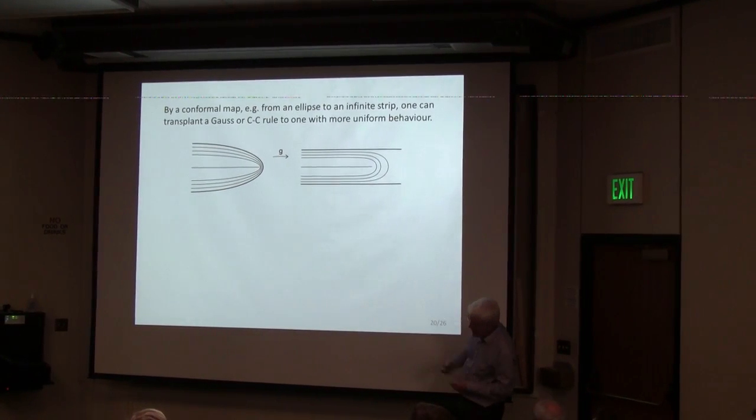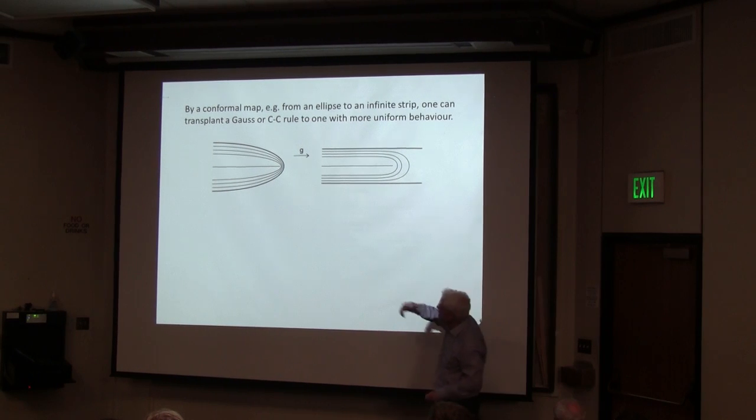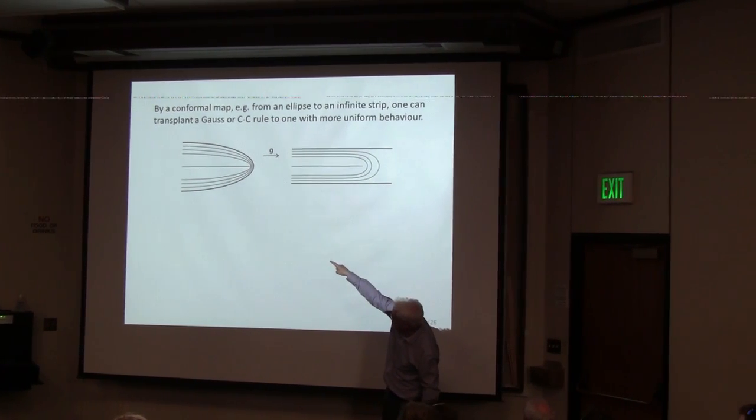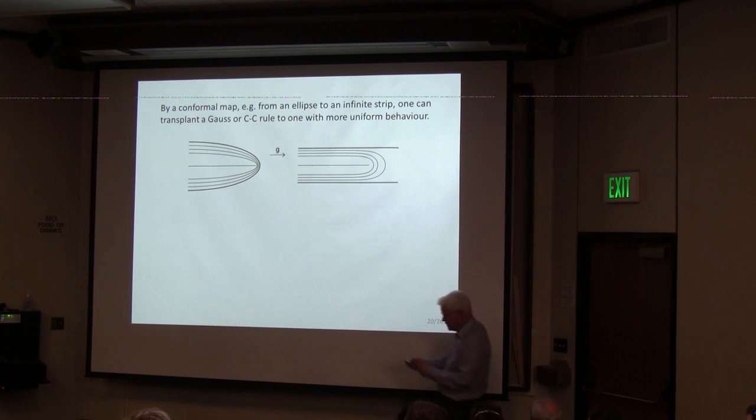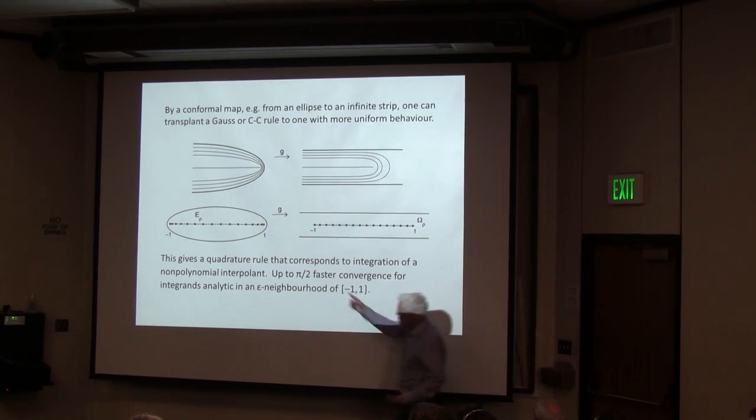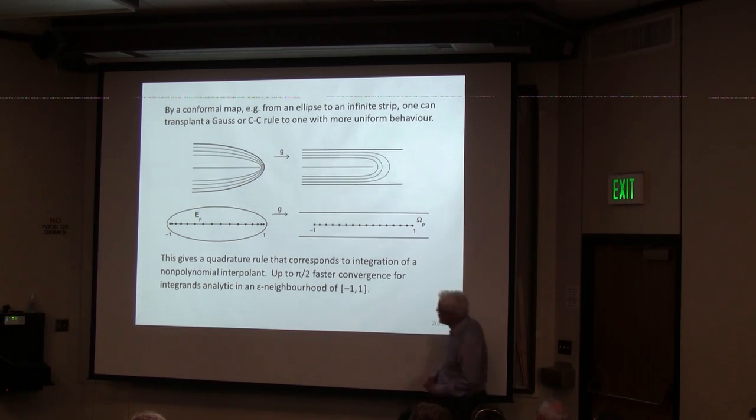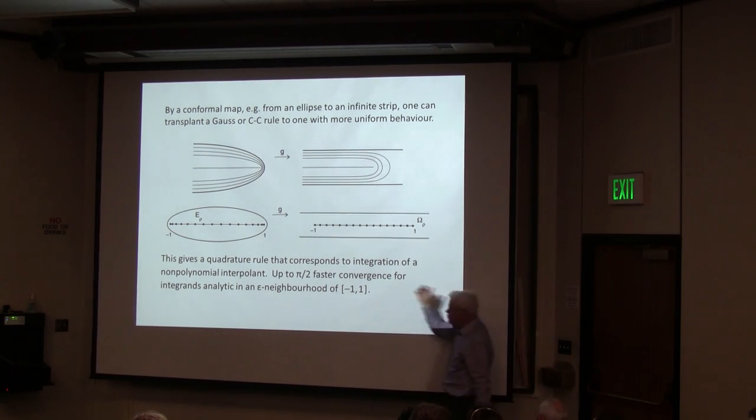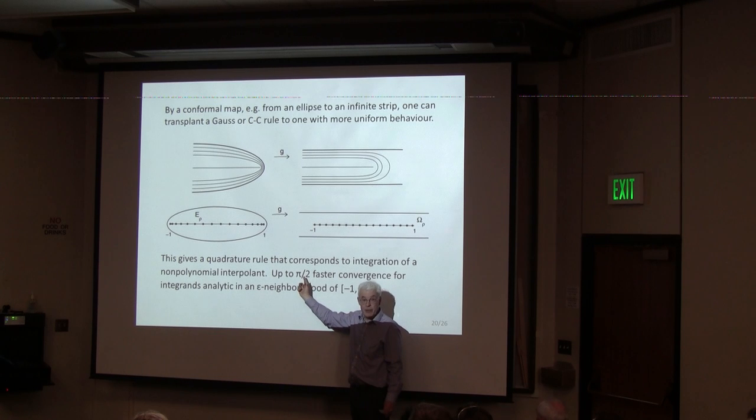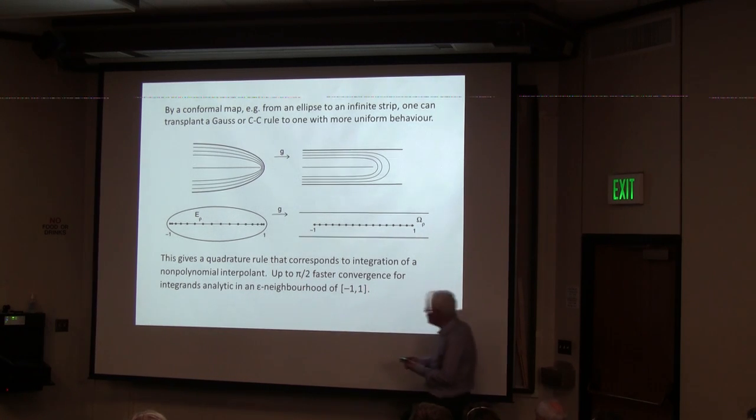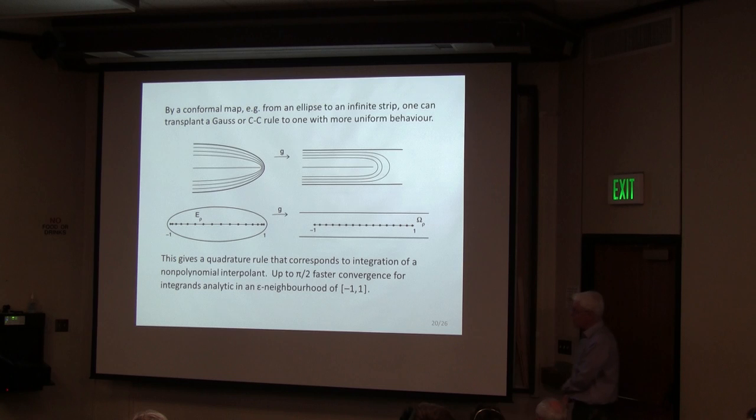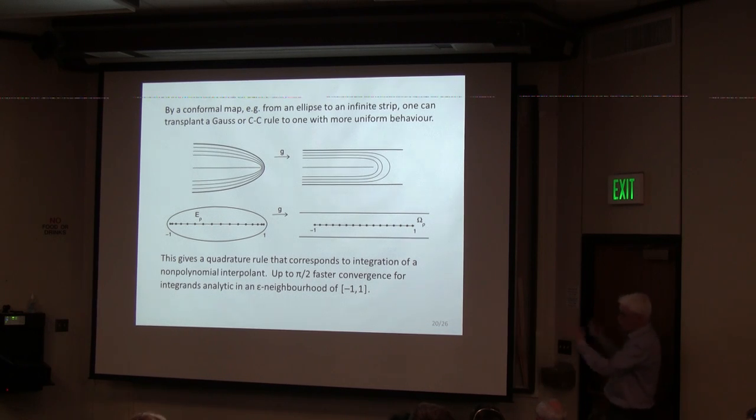So there are many ways of getting around this. The one I happen to like is to use a conformal map, turn your ellipse into an infinite strip. That turns Gauss or Clenshaw-Curtis points into much more evenly spaced points. And by doing these tricks, you can get convergence at a rate up to pi over 2 times faster. You largely eliminate the clustering of Gauss or Clenshaw-Curtis points near the boundary.